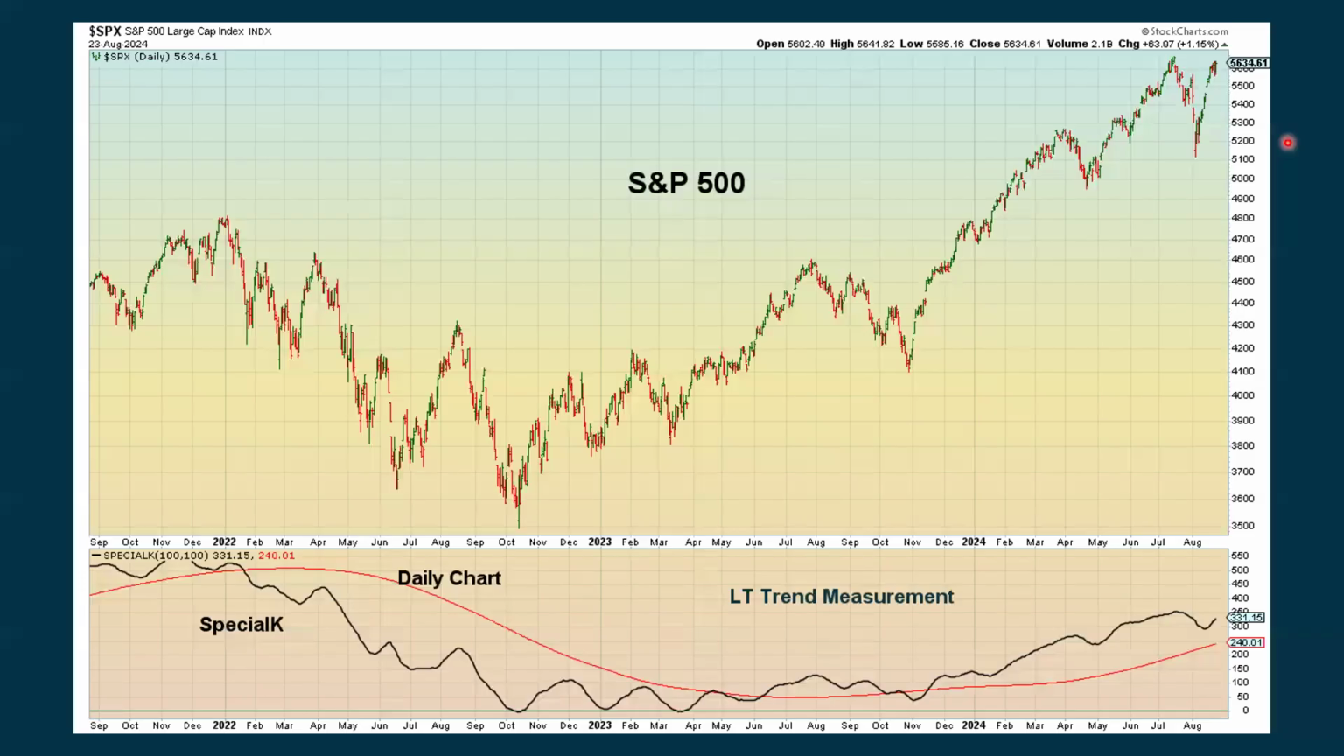This is a long-term oscillator that we use called the Special K. When we're above the red line and going up, that's positive in the longer term.